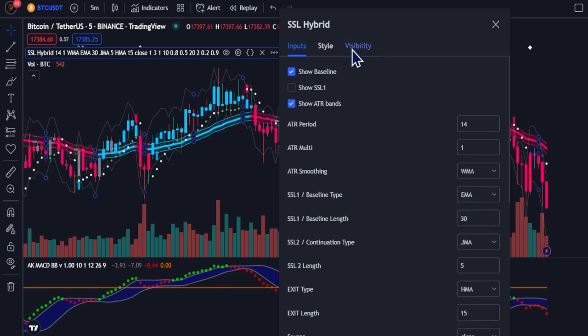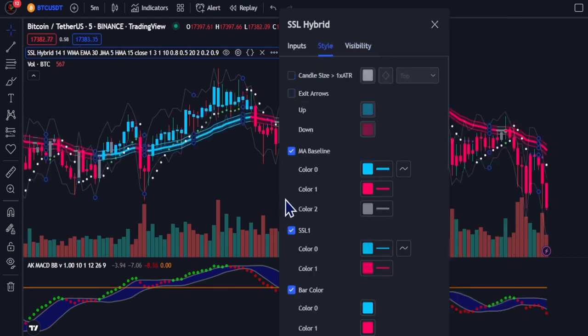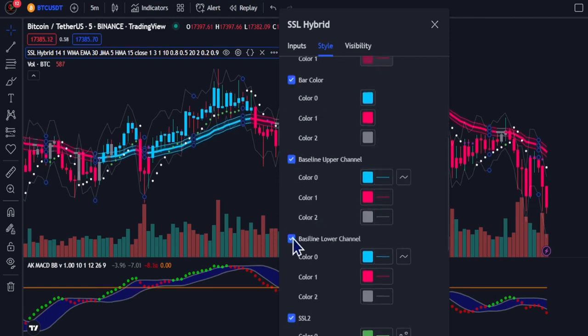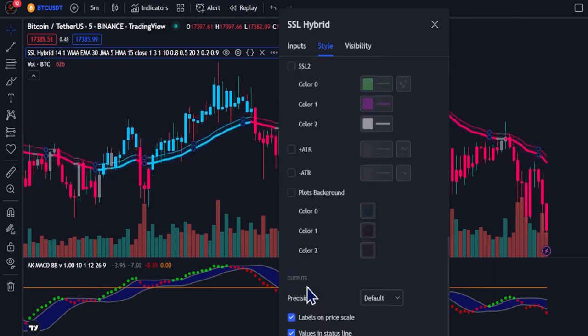After that, head over to the Style section. Uncheck all the items except for MA baseline and bar color. After that, close the settings table.